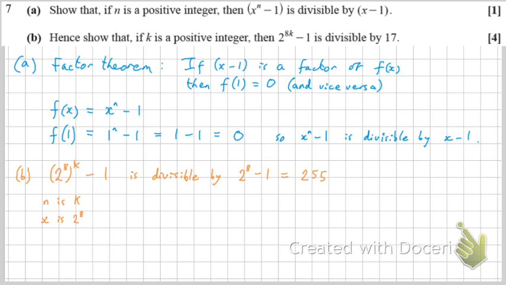And what we've done there is that we've actually proved a stronger result than the one it asks us to prove in part B, because we've shown that this expression here is in fact divisible by 255. But 255 is itself divisible by 17, because it's 15 times 17. So then don't forget to conclude.